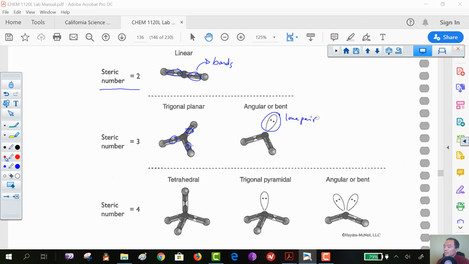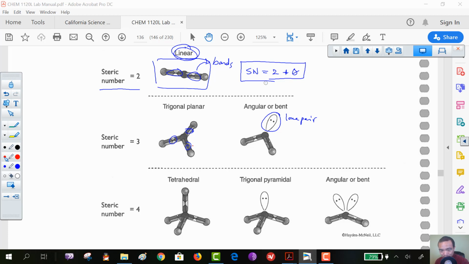Okay, so when you look at the first one, and if we translate this shape, which is called linear, we have 2 bonds over here, so SN over here comes from 2 bonds plus 0 lone pairs. And this gives you a linear shape. So anything like, for example, CO2, which we just looked at. CO2 has 2 plus 0 as the steric number. So CO2 is linear.